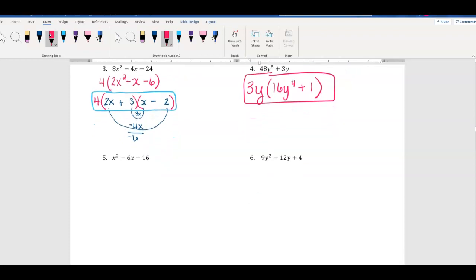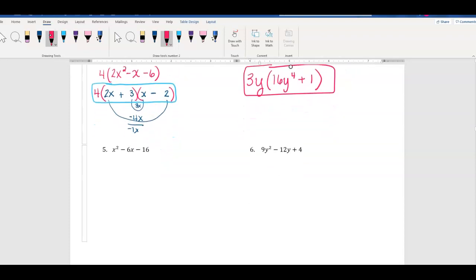Number 5. Ooh, I like it when that coefficient is 1. That makes it easy. We know it's x and x. Now 16, I can do 4 and 4. I can do 8 and 2. So let's see. If I do 4 and 4, I'm going to get 4x, and I'm going to get a 4x here too. That is not going to get me to negative 6. So let's try that 8 and 2. So I'm going to try the 8 here and the 2 here. This gives me 8x. This gives me 2x.